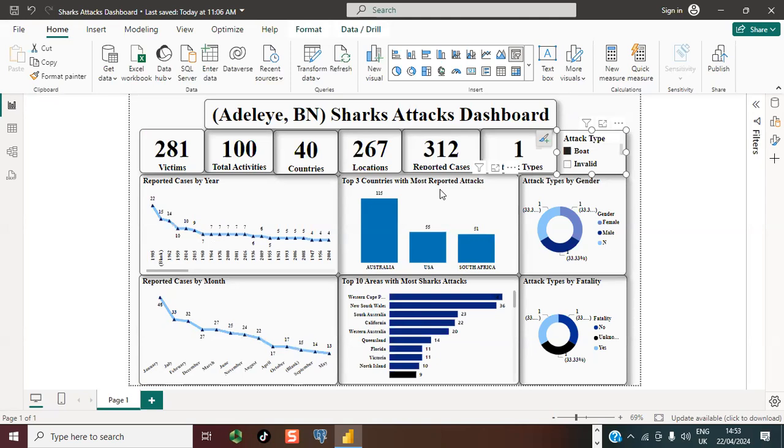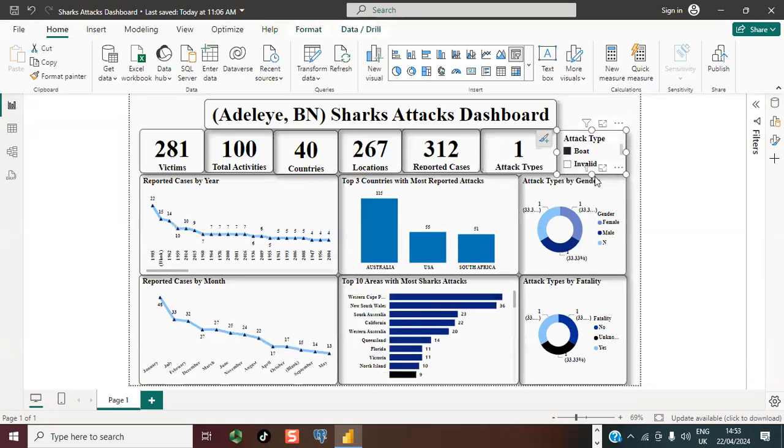Now, looking at the top 3 countries with the most reported boat attacks, that is, those who were attacked when they were on a boat: Australia, US, and South Africa. And we can also see their corresponding statistics. So Australia tops the charts for victims who were attacked by sharks when they were on the boat.